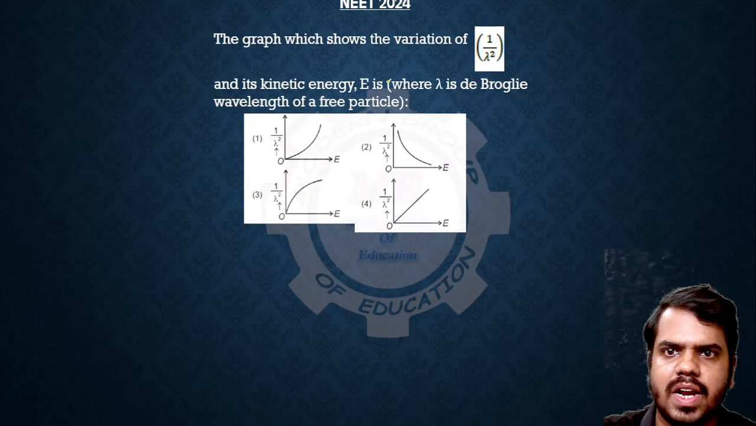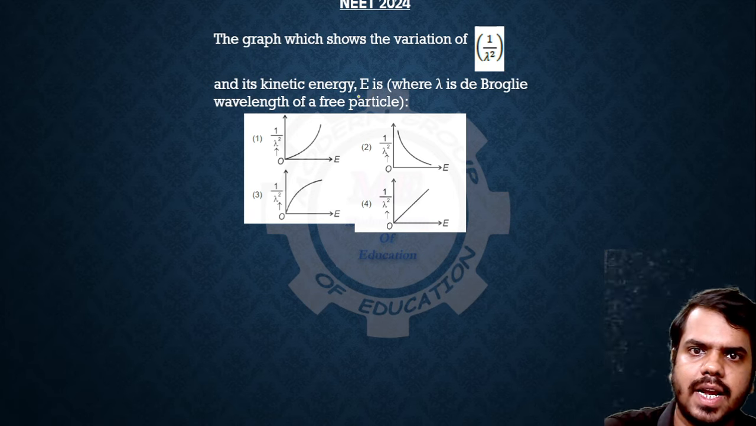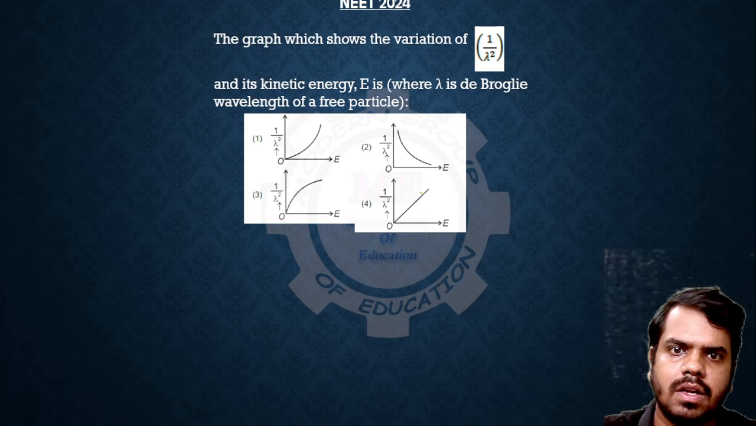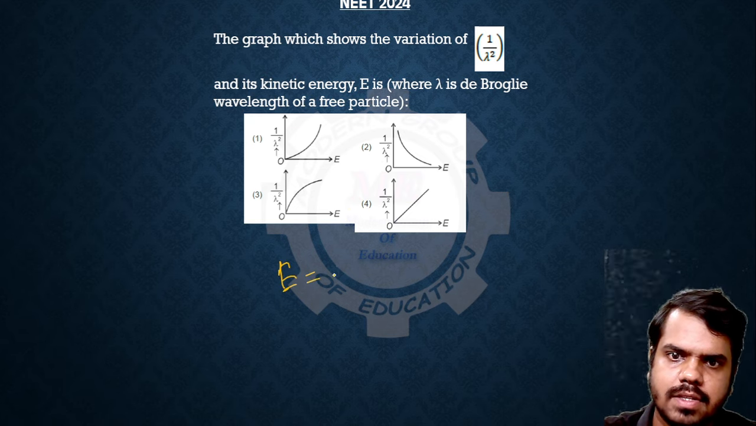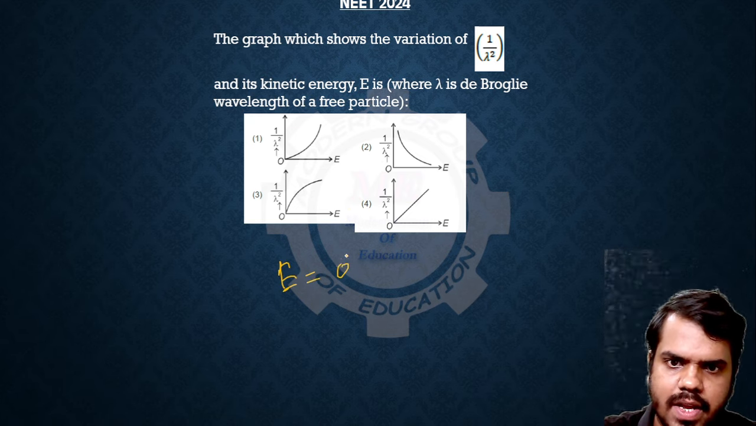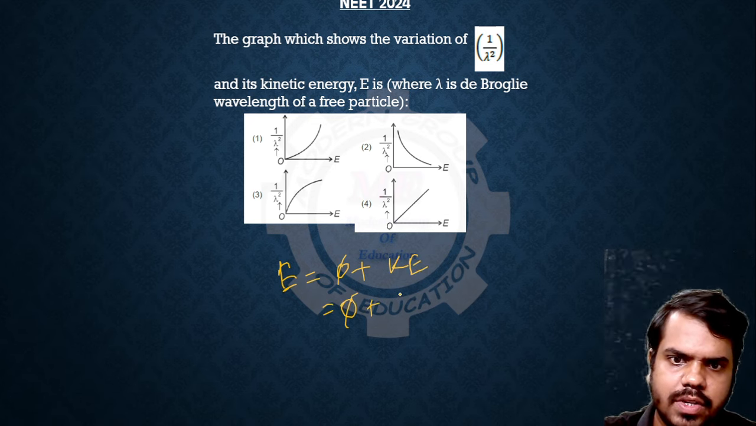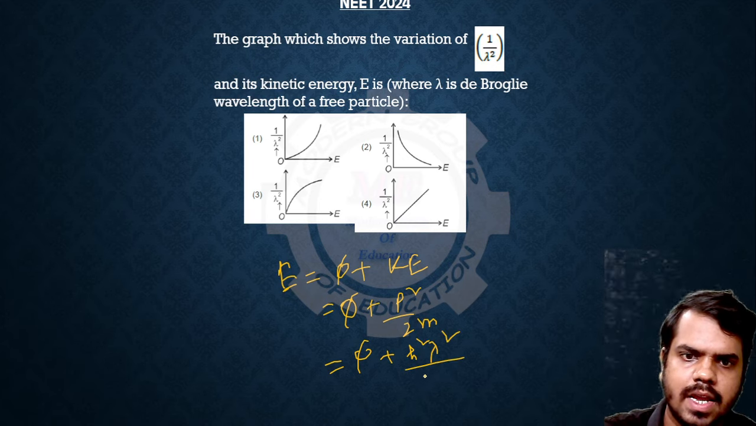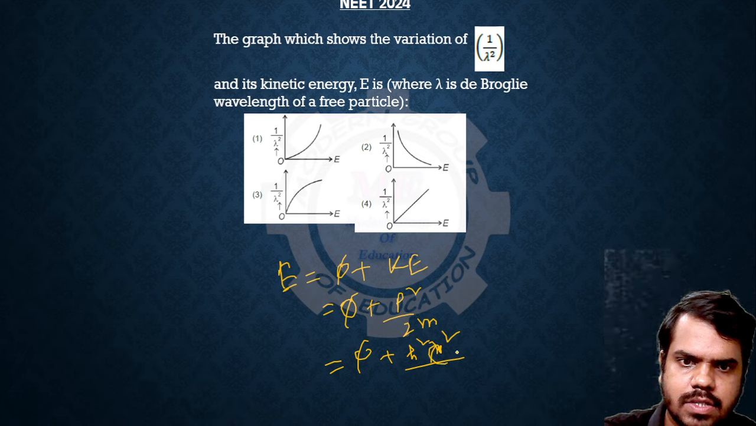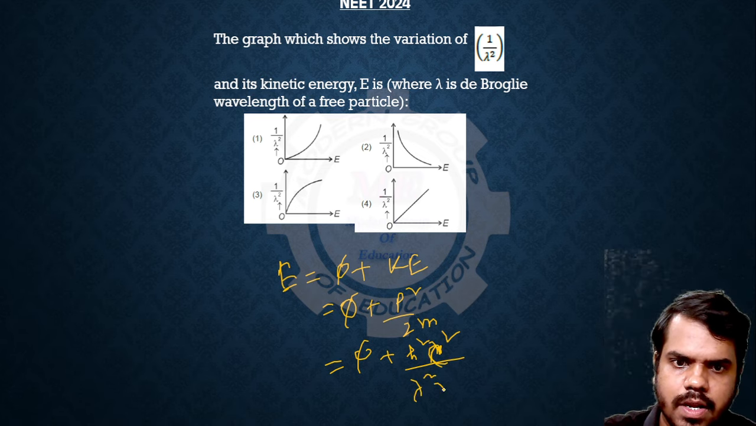The graph which shows the variation of 1 by lambda square and its kinetic energy E. So this is a similar question to our mock test paper. Here you have to write the Einstein equation as phi plus hc by lambda, that means kinetic energy. Now kinetic energy you have to relate with the momentum, so p square by 2m and p equal to h by lambda, so h square c square by lambda square into 2m.